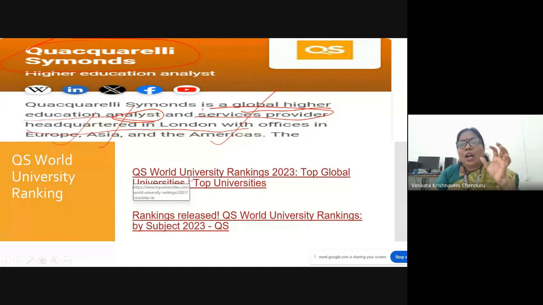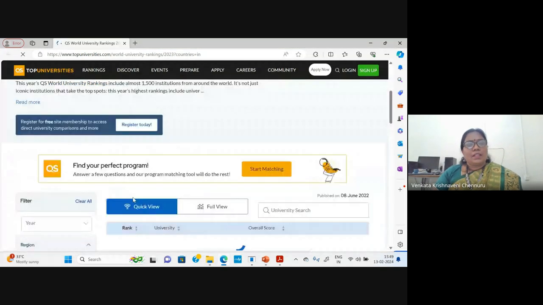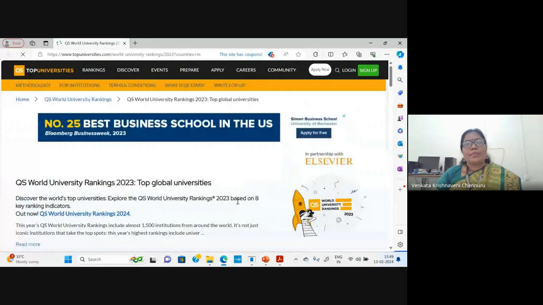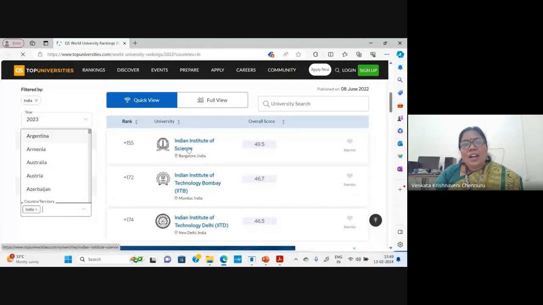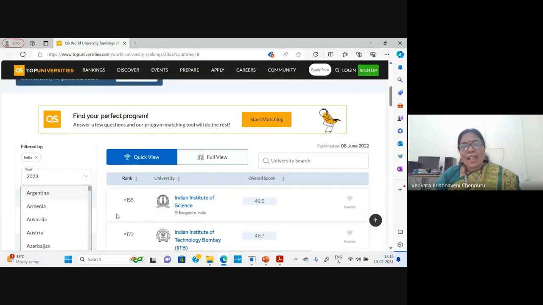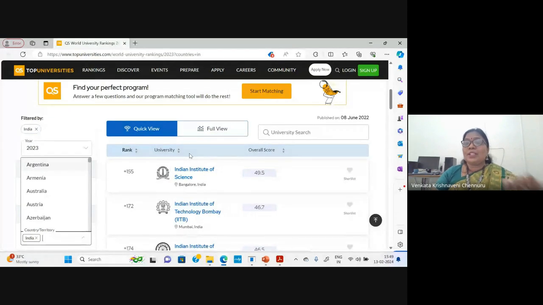Now let me show you how the top rankings are given to universities at the global level. QS World University Rankings 2023, top global universities. It's just opening top universities. See here, these are the top universities. Now I will check for India: Indian Institute of Science, Indian Institute of Technology Bombay, Indian Institute of Technology Delhi, and so on. This is the rank we got, and this is the overall score. Remember this rank and score, and this is also one of the reasons why there needs to be a transformation. That means we want our Indian institutions to be at the global excellence level.